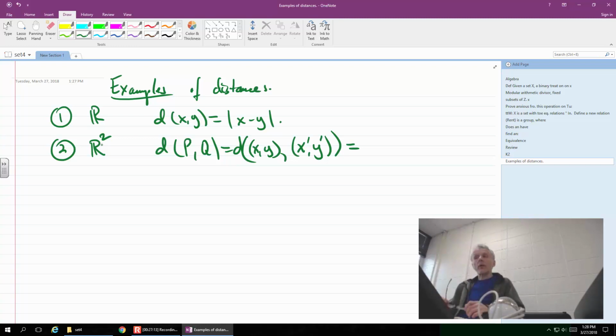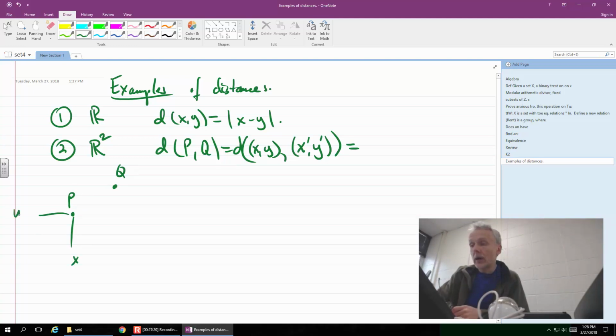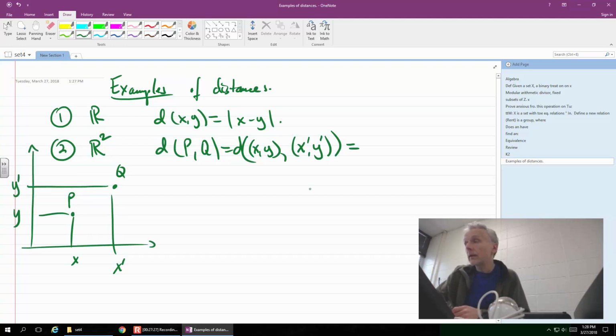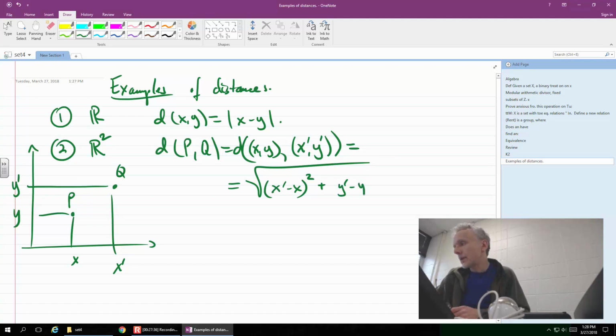Distance formula in terms of the coordinates. So I have 2 points P and Q on the plane. Their coordinates are respectively x and y, and the other one is x prime, y prime. Don't you remember this? The square root of x prime minus x squared plus y prime minus y squared. That's right. Okay, so that is the distance formula on the plane.